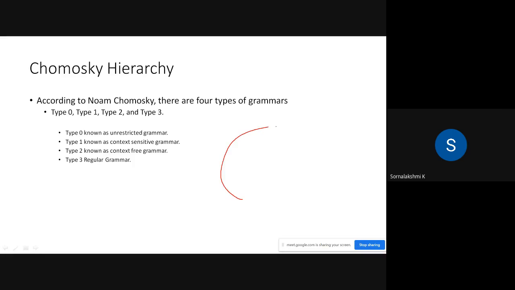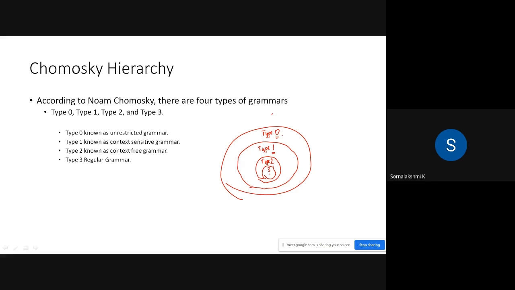So last class we saw that type 0 is a universal grammar, the superset. Next we have type 1, then type 2, and then type 3. All type 3 grammars are type 2, type 1 and type 0 also. All type 2 grammars are type 1 and type 0, and all type 1 grammars are type 0 grammars also. So type 0 is a superset. Okay, we'll see each one in detail.